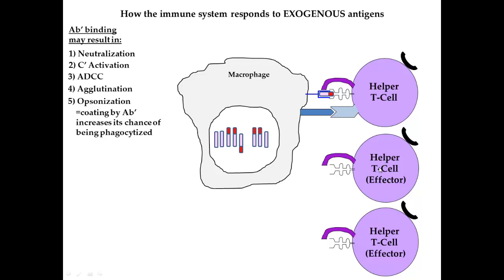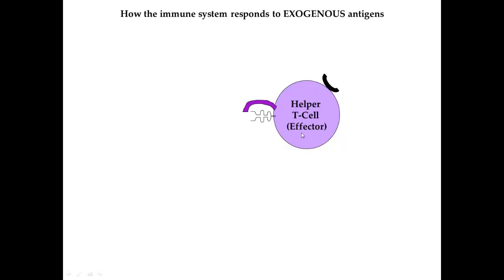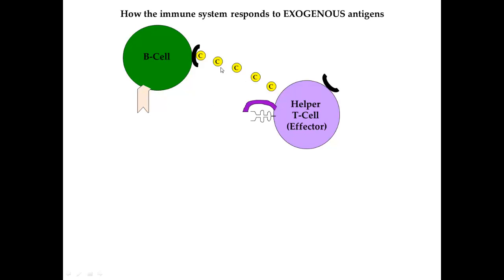These effector helper T cells have a very far-reaching effect. It's able to communicate with a lot of different types of cells. The first type of cell is a B cell. So helper T cells can release cytokines that cause nearby B cells to become activated.